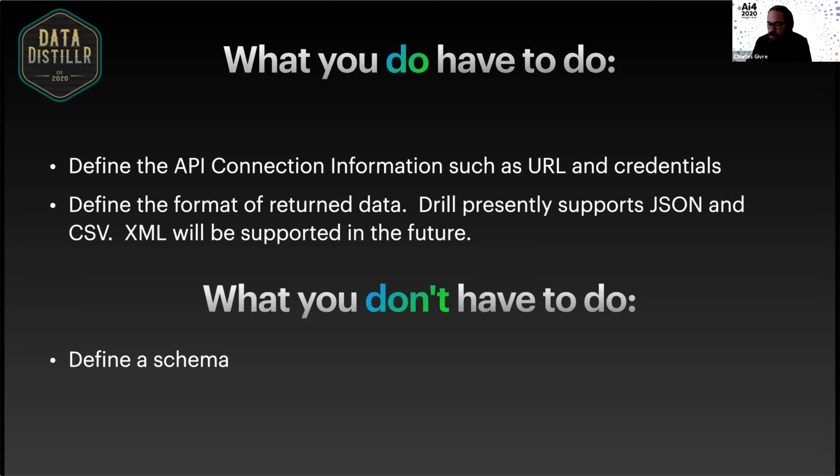Now, Drill currently for APIs will support JSON and CSV. XML is kind of on the roadmap. So that's what you have to do to get it to work. One of the things that you don't have to do is tell it what kind of schema to expect in advance. That's a big deal also, because when you execute these queries, you don't want to have to do a lot of prep work. You want to just query it and go. So there's no need to define a schema. Drill can infer the schema of the data directly from the query results.